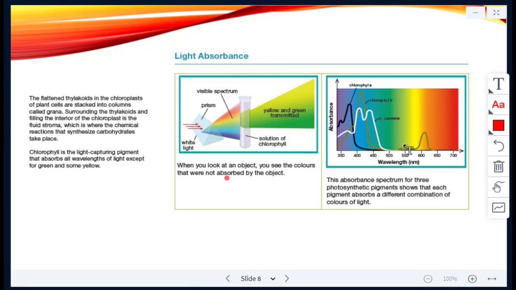So again, these two diagrams are showing the same thing. When you look at any object, you are seeing the colors that were not absorbed. We're seeing the colors that get reflected. The absorbance spectrum for 3 photosynthetic pigments here: chlorophyll A, chlorophyll B, and beta carotene. Each pigment absorbs a different combination of colors of light.